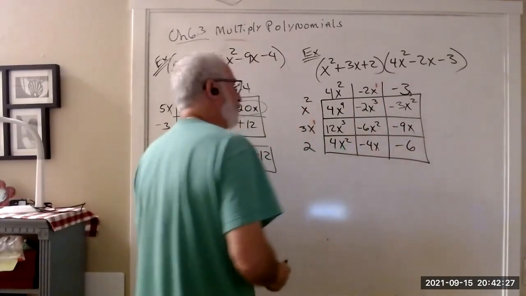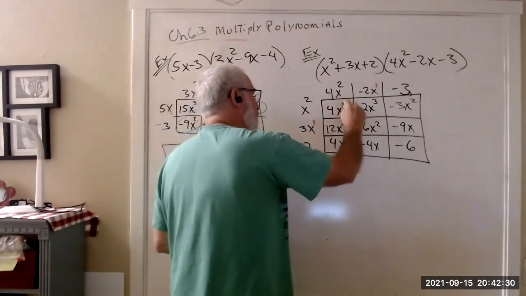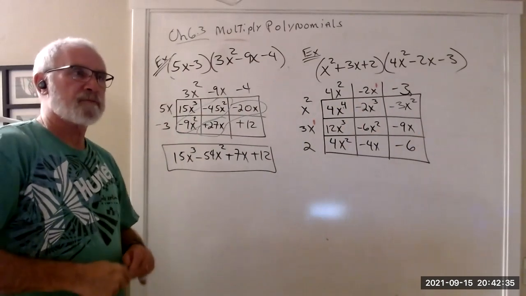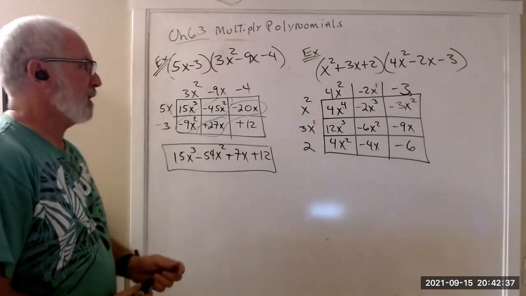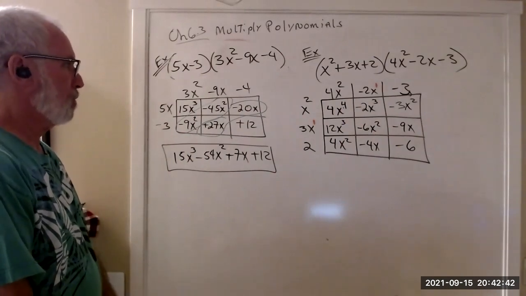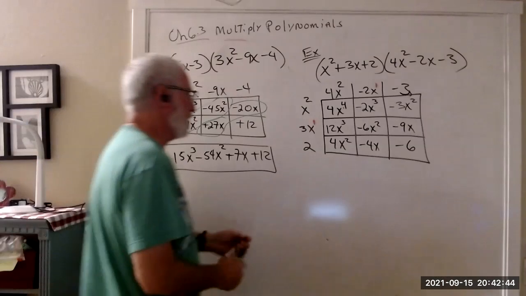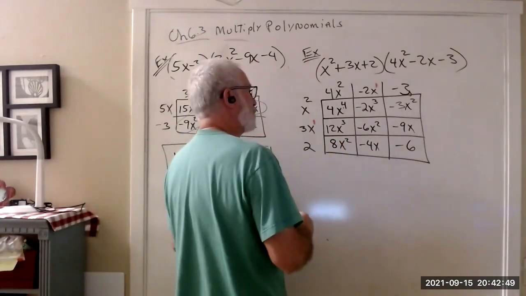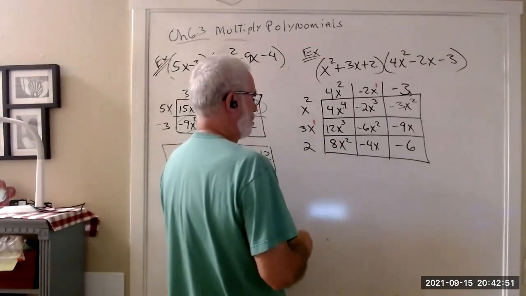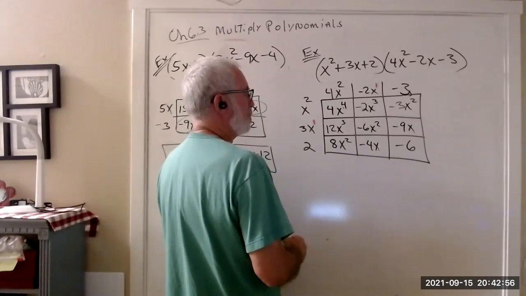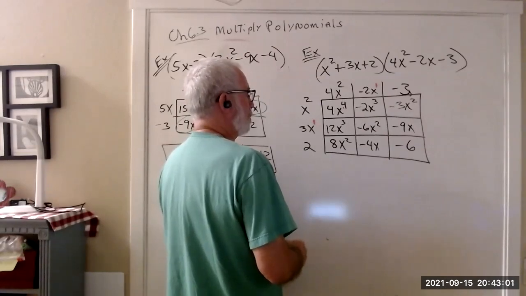Okay, I will pause for just a second while you guys catch up and check to see if your work matches my work. They're supposed to be 8x squared instead of the 4x squared. Yes, you're right. Thank you. That's why we pause. Did I screw up anywhere else? Okay.